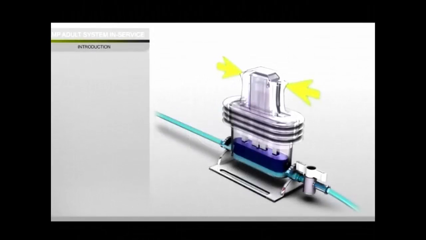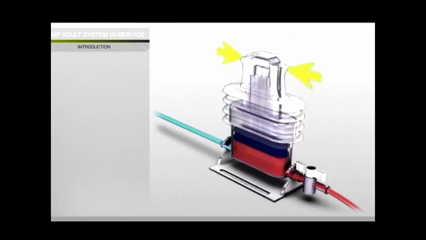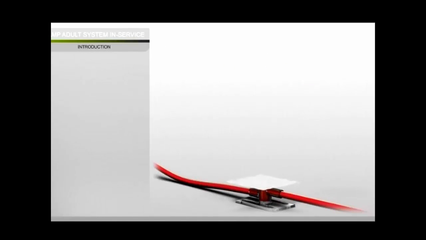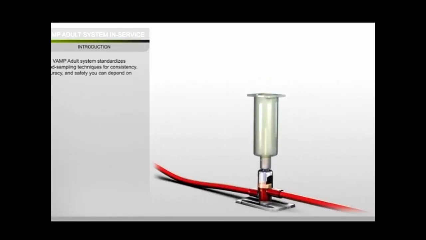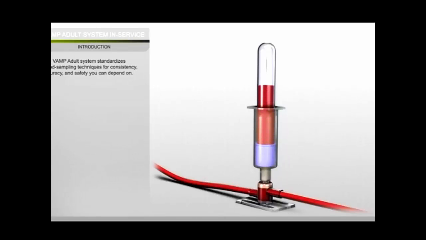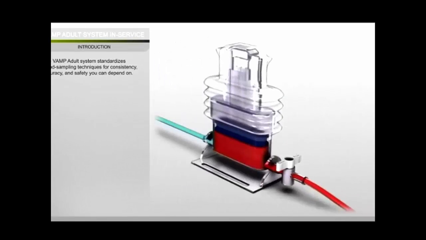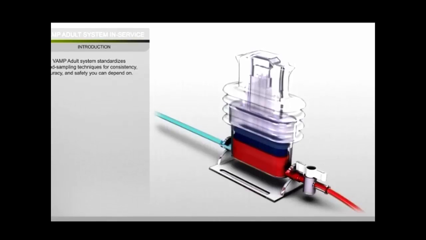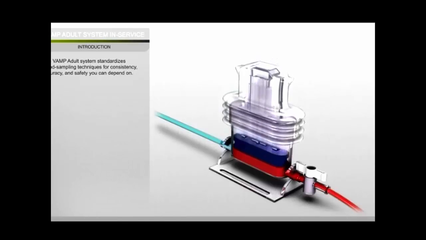The VAMP Adult System, excellence in closed needleless blood sampling. The innovative Edwards VAMP Adult System is the first generation of venous arterial blood management protection. The VAMP Adult System standardizes blood sampling techniques for consistency, accuracy, and safety you can depend on. The VAMP Adult System is available with or without an Edwards TrueWave disposable pressure transducer for a complete solution that protects clinicians from unnecessary exposure to blood, enhances patient safety, and protects your hospital's bottom line.